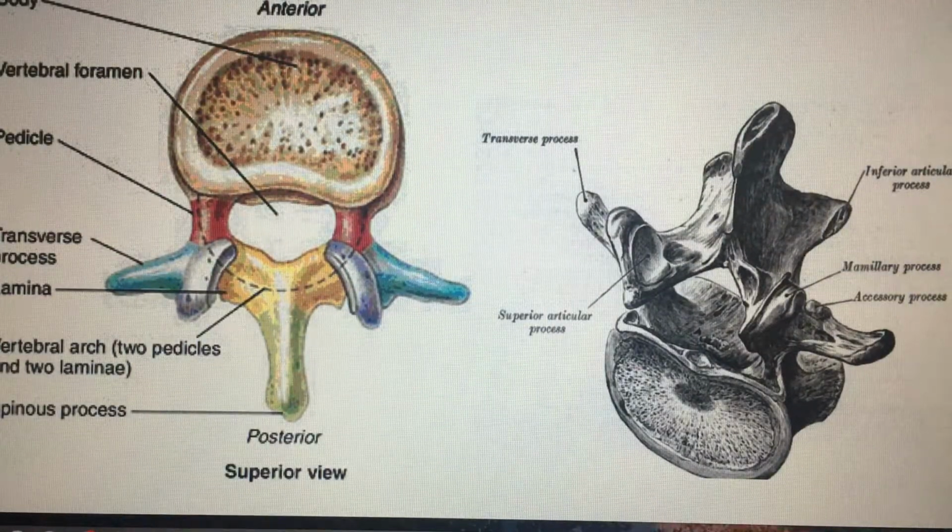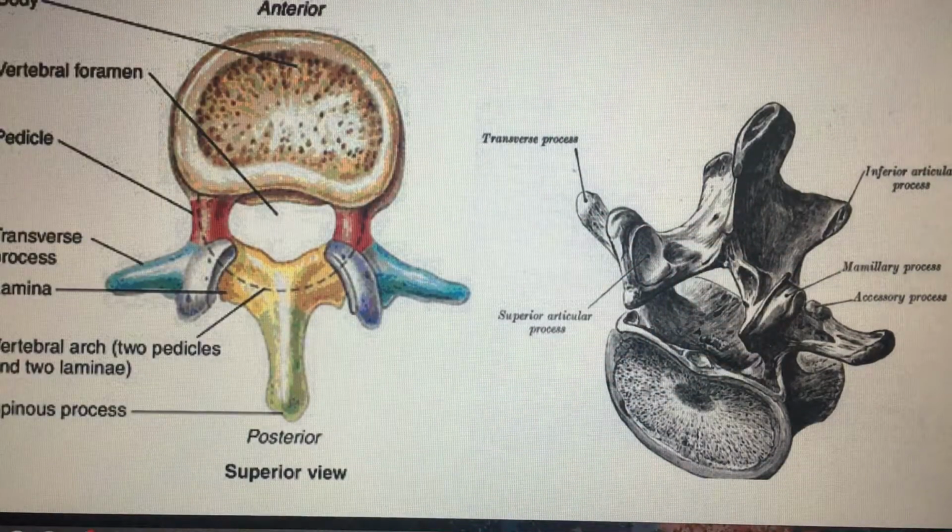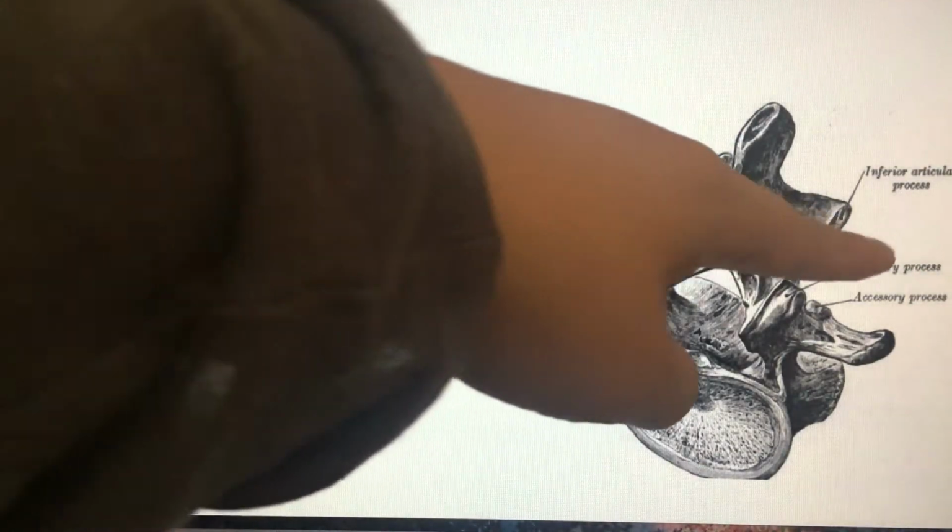This cartoon is good for dividing the posterior compartment. On the right side picture, transverse process and spinous process. Between them there's a lamina, and superior and inferior articular processes. Between them there's the pars interarticularis.